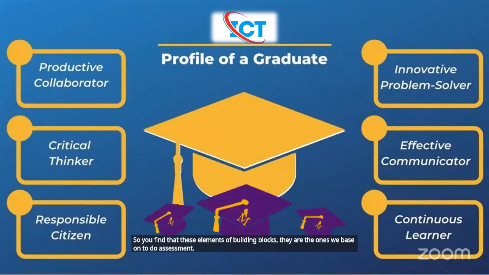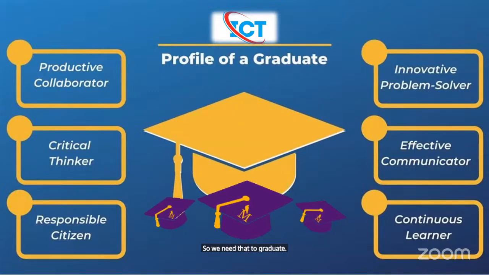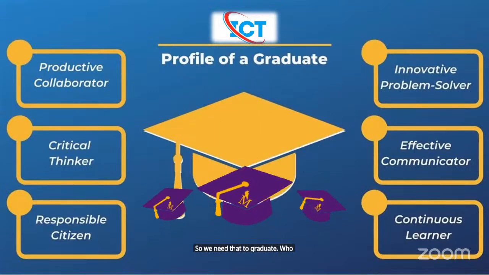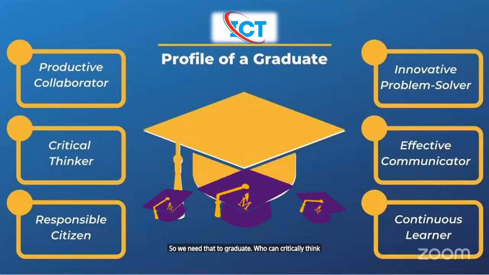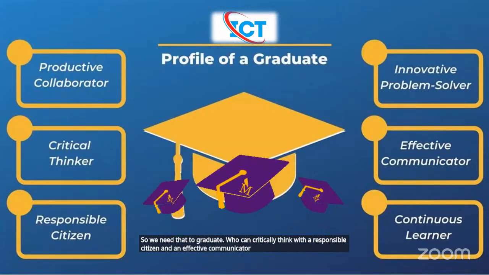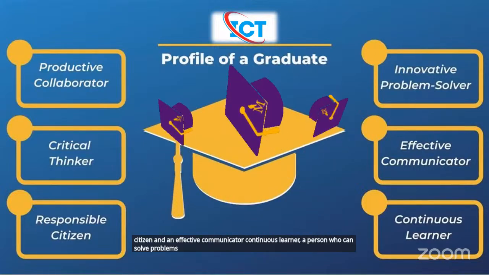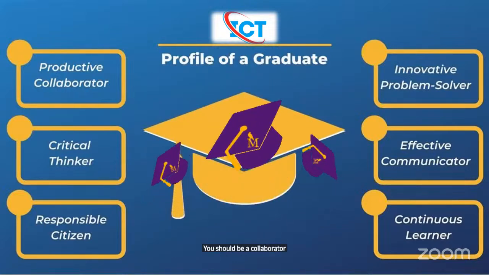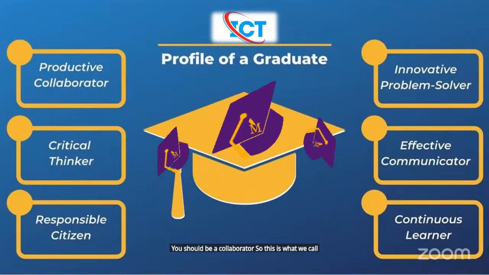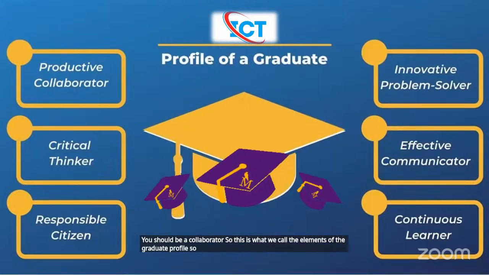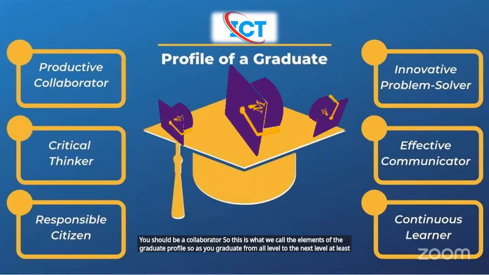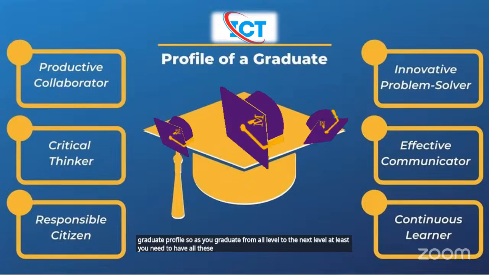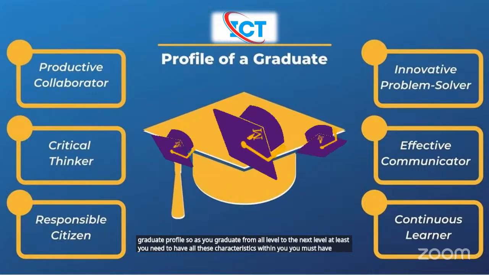So we need a graduate who can critically think, who is a responsible citizen, an effective communicator, a continuous learner, a person who can solve problems, a person who is innovative. You should be a collaborator. This is what we call the elements of a graduate profile. As you graduate from O level to the next level, you need to have all these characteristics within you. You must have attained all these skills.